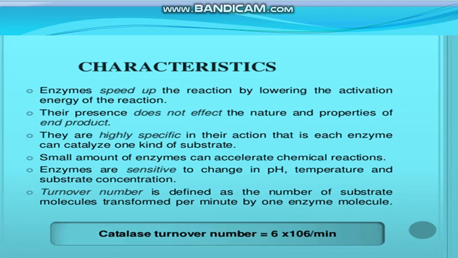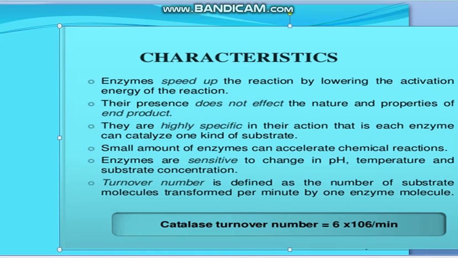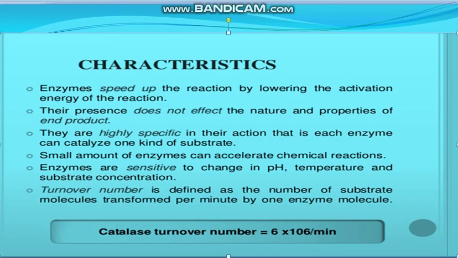And these enzymes are highly specific in their action. That is, each enzyme can catalyze one kind of substrate in a reaction, and only a small amount of enzyme is required for the chemical reactions. So enzymes are sensitive to change in pH, temperature, and substrate concentration. And there is a term, turnover number. So what is turnover number? Turnover number is defined as the number of substrate molecules transformed per minute by one enzyme molecule.